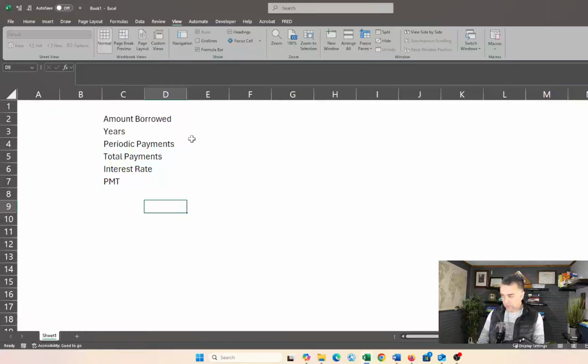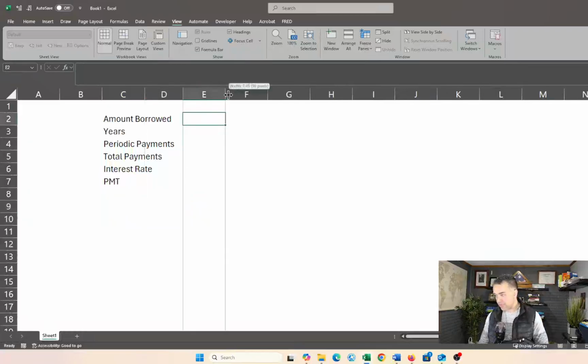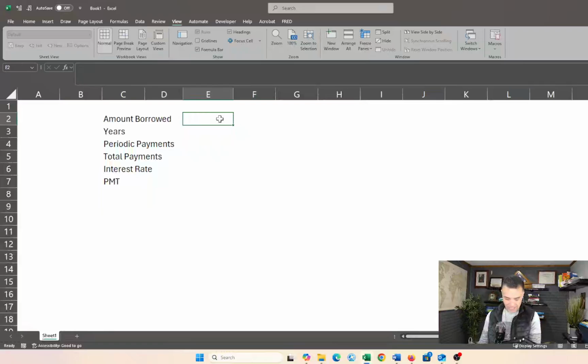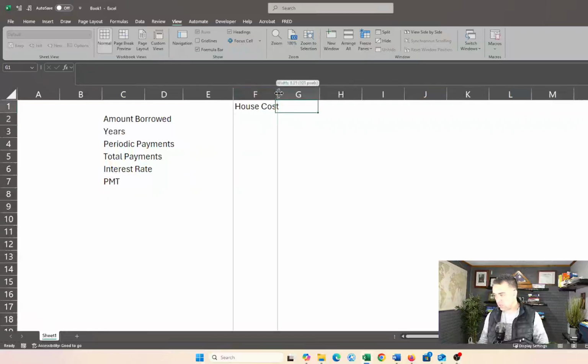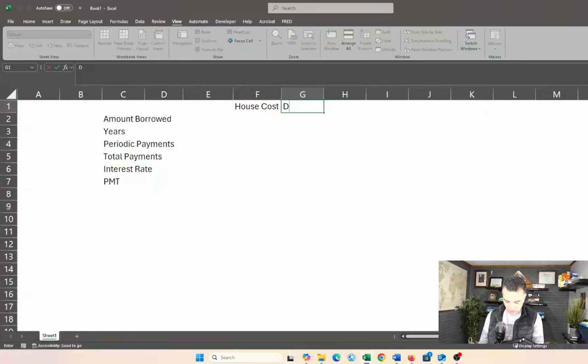Okay, so what we want to do here, because we're going to have numbers underneath, I'm going to make column E. That's going to be amount borrowed. Outside of that, I'm going to put the house cost. And then right here in G, we'll put down the down payment.